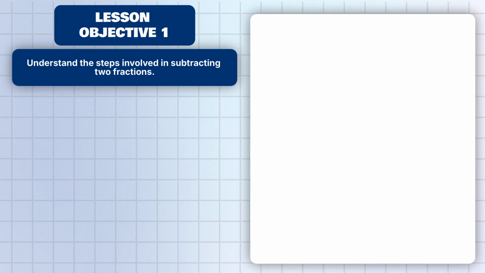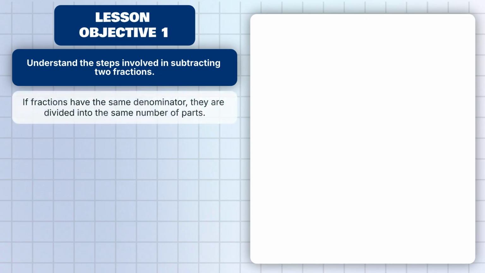Let's delve into the main body of the lesson and introduce the new technique for subtracting fractions. We'll start by subtracting fractions with the same denominators. When the denominators are the same, subtracting fractions is straightforward. Think of the denominator as dividing a whole into equal parts. If both fractions have the same denominator, they are divided into the same number of parts.